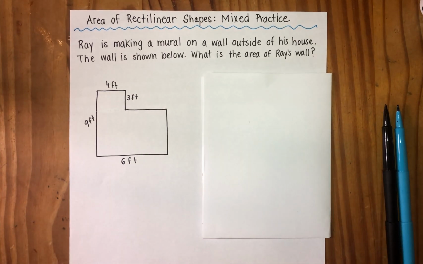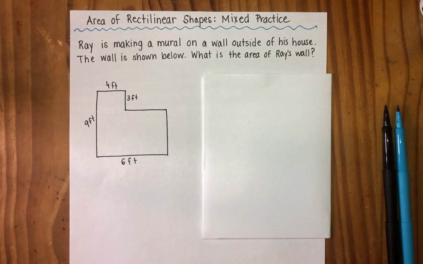For the past few days, we've been working on finding the area of shapes by breaking a shape into rectangles and adding the area of the smaller rectangles together, or finding the area of a larger rectangle and subtracting the cutout or missing part. Let's take a look at our problem of the day.